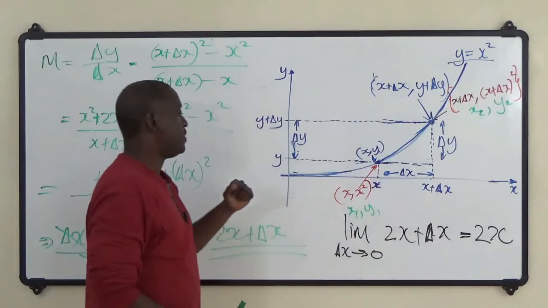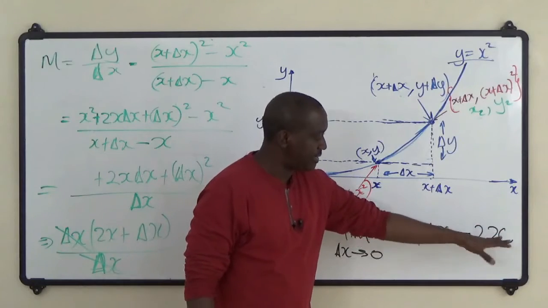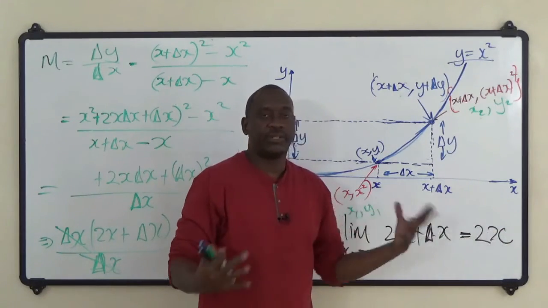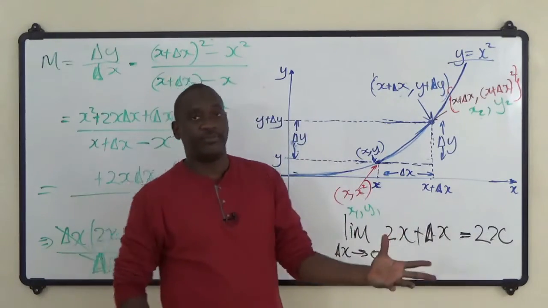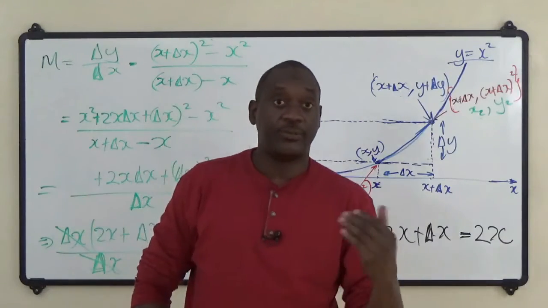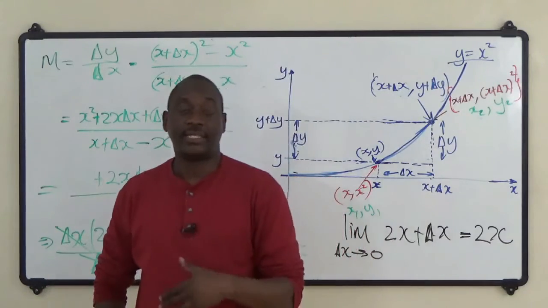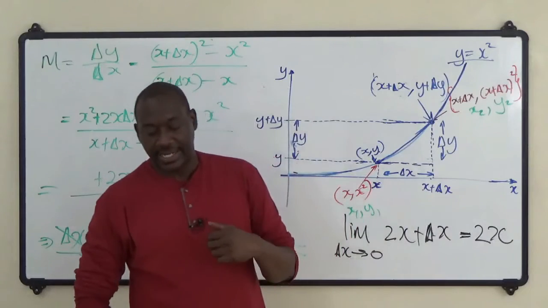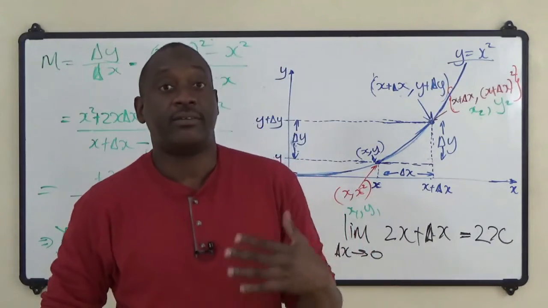Right? So in other words, at every value of x, you just substitute it into this expression here, and you get whatever the limit is. So the limit at x equal 2 would be 2 by 2 is equal to 4. The limit of the gradient at x equal 3 would be 2 by 3 is equal to 6. At x equal 4 would be 2 by 4 is equal to 8. At x equal 5 will be 2 by 5 is equal to 10, etc., etc., etc.